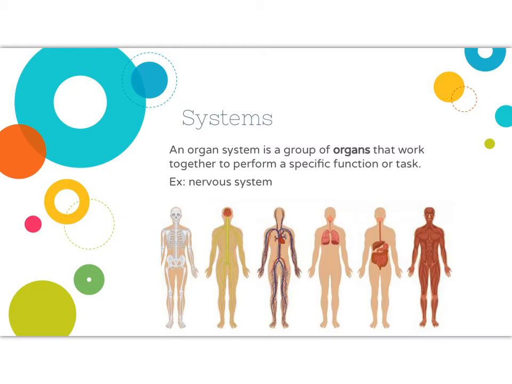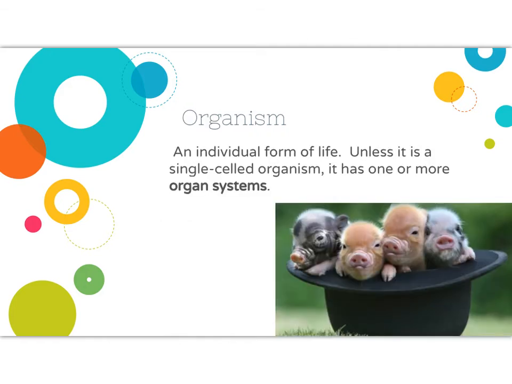Systems. An organ system is a group of organs that work together to perform a specific function or task. So, for instance, the nervous system, our brain and all of our nerve tissues. We also have our circulatory system, our respiratory system, our digestive system, our muscular system. We even have our skeletal system. So a bunch of different systems that work together to sustain an organism.